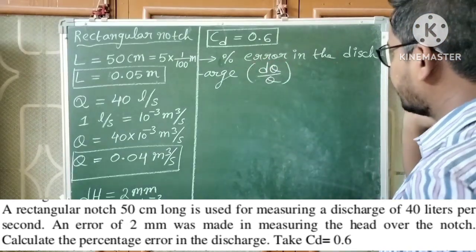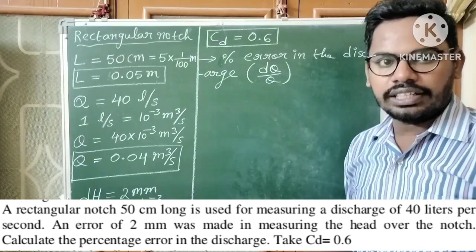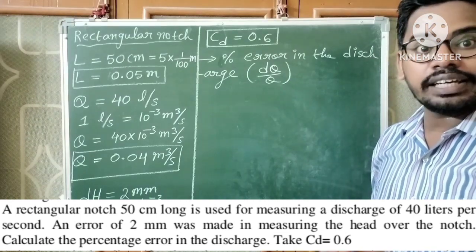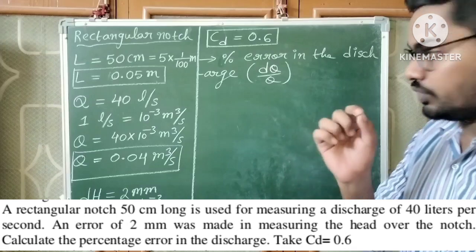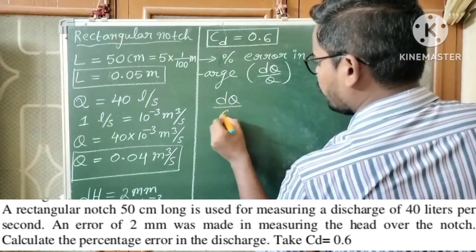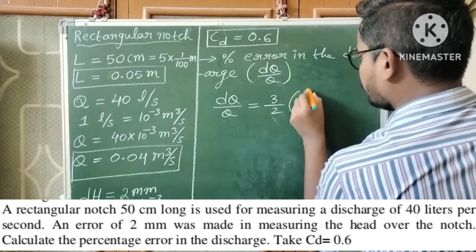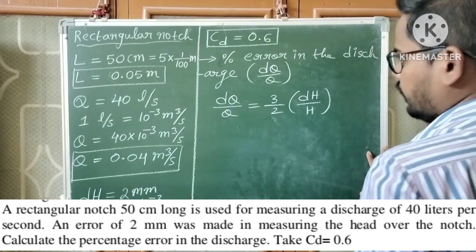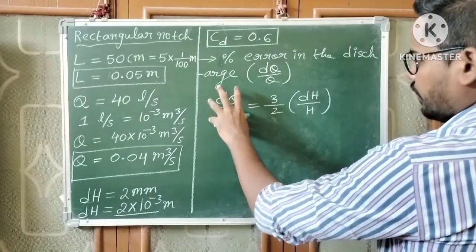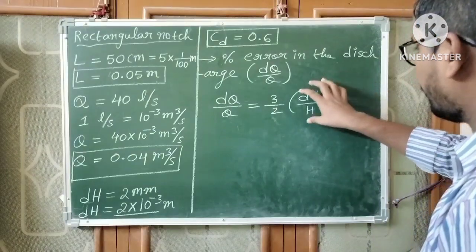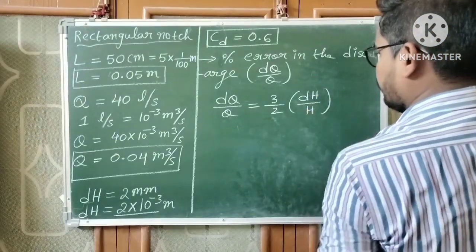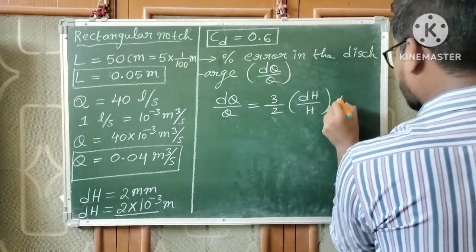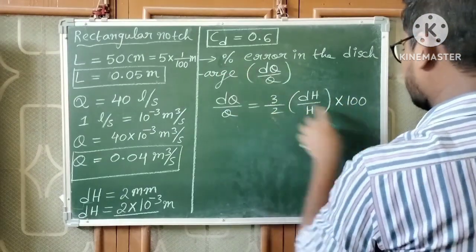Now, how to find the percentage error in the discharge? We know that the error in discharge due to error in measuring the head over a rectangular notch is given by dQ by Q is equal to 3 by 2 into dH by H. This is the relationship between the percentage error in discharge and the percentage error in head. Here we need dQ by Q in percentage, so simply multiply by 100.